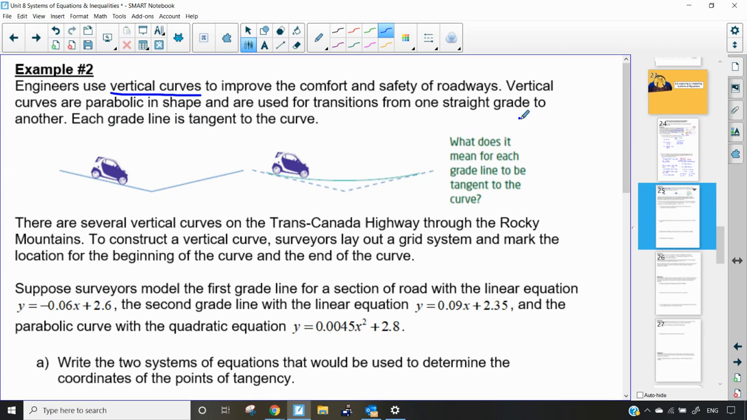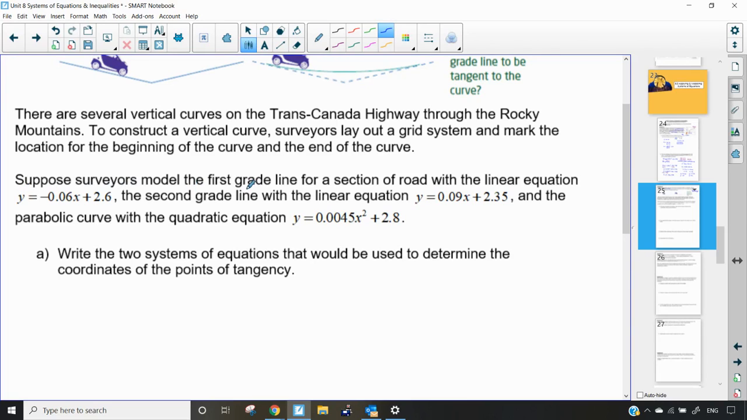Can you imagine if we were driving in the mountains and we had to go down and up and down and up and down and up? Well, instead, these vertical curves are designed so that our travel is a little bit more smooth. So there's lots of vertical curves on the Trans-Canada Highway, especially in the Rocky Mountains. And in order to construct those vertical curves, surveyors have to lay out a grid system and mark the location for the beginning of the curve and the end of the curve.